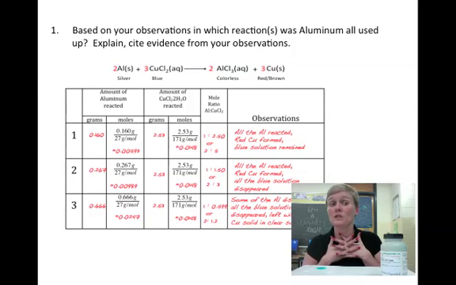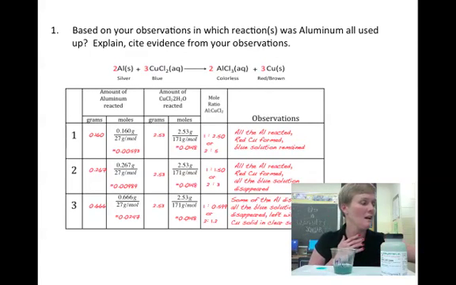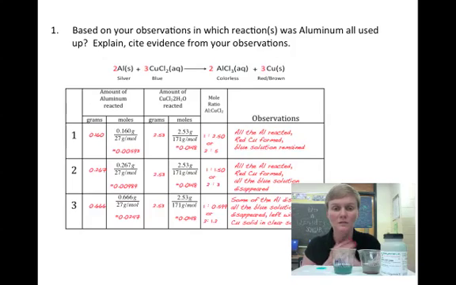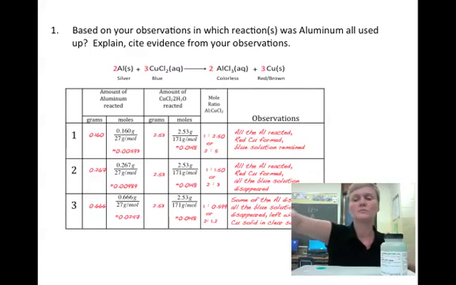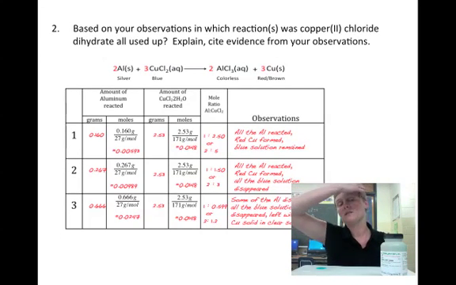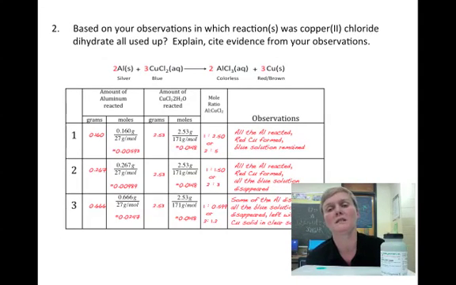Okay, so in which ones was aluminum all used up? We can just look at our observations. All of the aluminum reacted in numbers 1 and number 2. So number 1 and number 2, no aluminum left over, right? How do we know? We don't see any. That's all we wanted to say. Very simple.